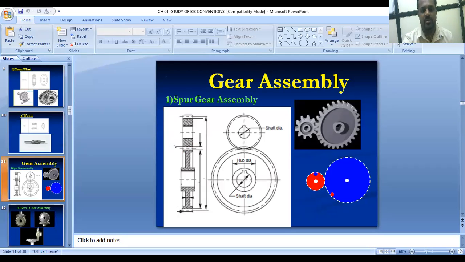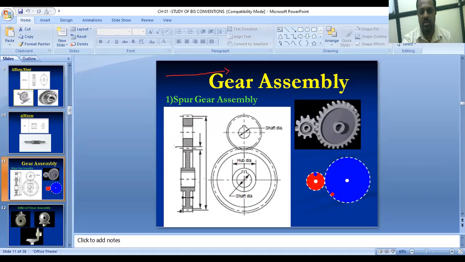Before going to that, please tell me what is meant by the assembly. Assembly is nothing but when we are combining two or more than two components to each other. That time we can call it the assembly.